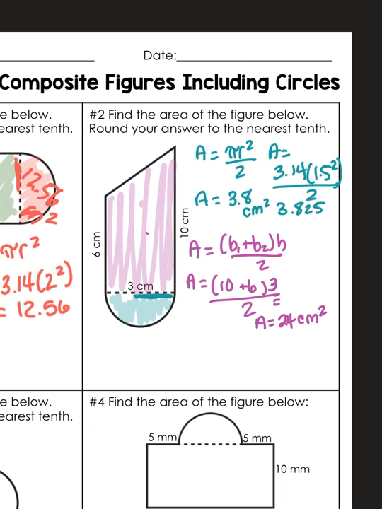No. Now I need to put it all together and add it all up. So I'm going to do 24 plus 3 and 8/10, and I am going to get 27 and 8/10 square centimeters. So here is my answer.